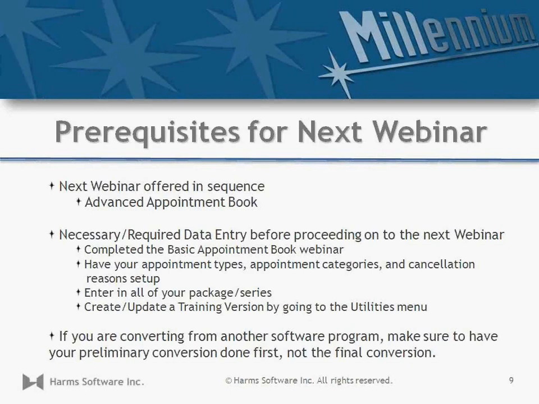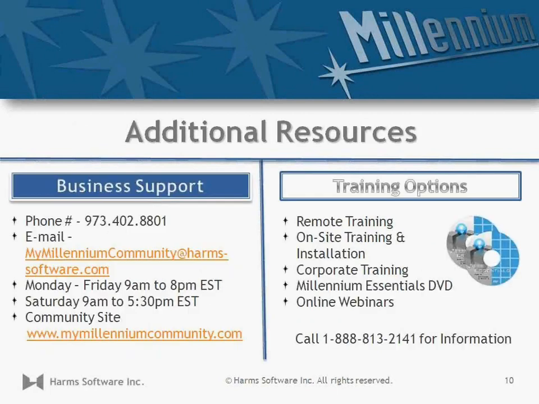And we want to create a training version. You would click on Utilities and then go to Create Update Training so you're not actually working in your live Millennium. Now, if you're converting from another software program, make sure to have your preliminary conversion done first and not the final conversion. So that's pretty important.